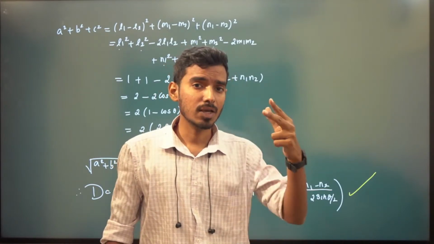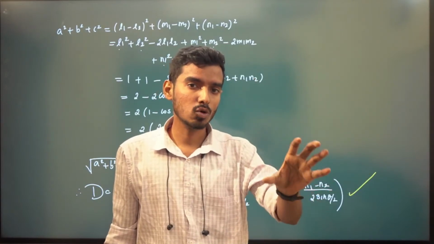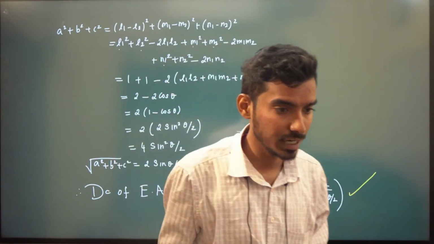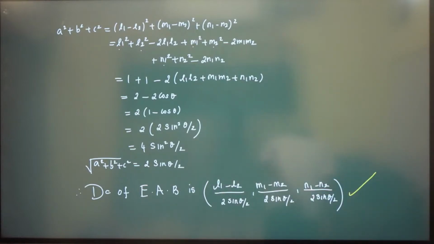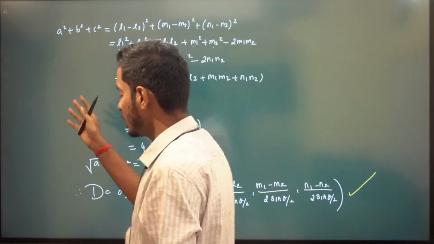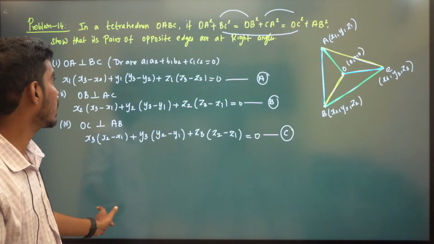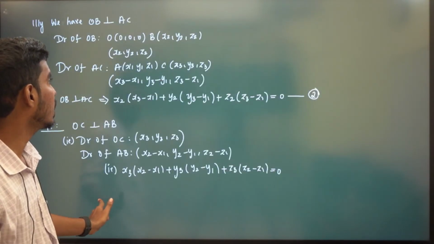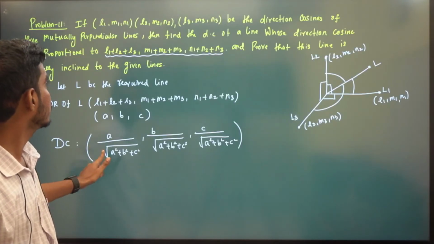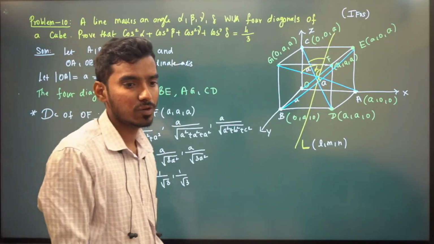And in the previous class, we solved two IFoS questions: prove that the lines will be parallel if this condition holds and perpendicular if this condition holds. We have solved two problems like that. And in this class, we solved one more previous year question, that cos square alpha plus cos square beta plus cos square gamma plus cos square delta is equal to 4 by 3. That is also an IFoS question. So there are 4 IFoS questions from this topic which we already solved.